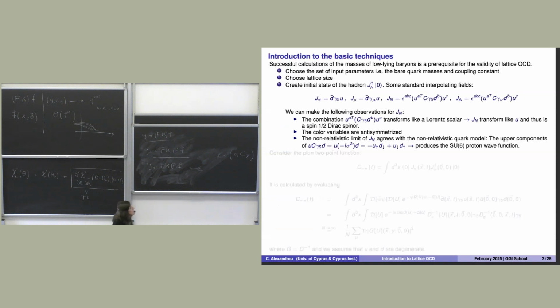Right, so the basic techniques. How do we calculate hadron masses? Because we are talking about hadron masses or excited states. First, I will be talking about extracting the ground states, which are the easiest to extract. After we select our input parameters, as we said yesterday, after we define the bare quark masses and the coupling constant, there is no more freedom. We simulate, we produce the gauge configurations.